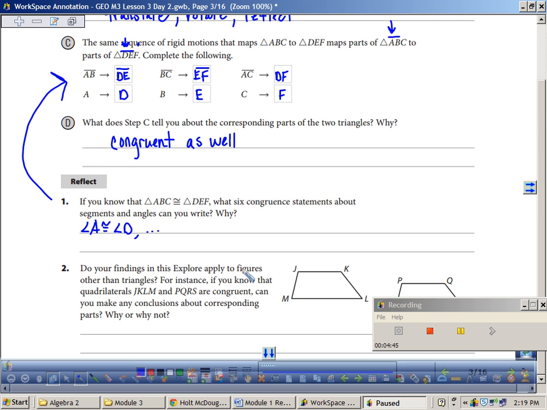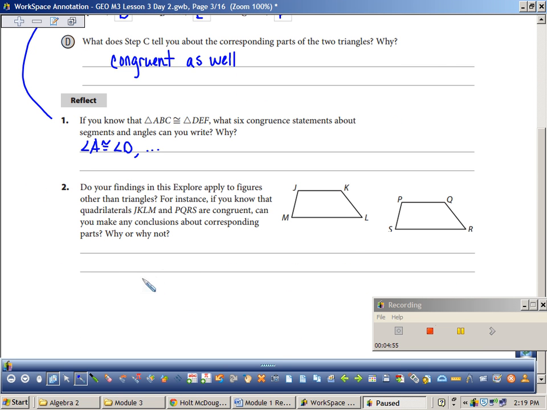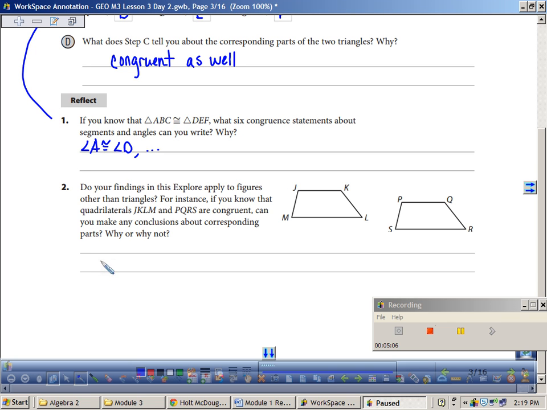Alright, do your findings in this Explorer apply to figures other than triangles? For instance, if you know that these two quadrilaterals are congruent, how many corresponding parts would they have? How many? Why? 4 angles and 4 sides, so it would be 8. So 8 corresponding statements. I'm not going to write them all out.